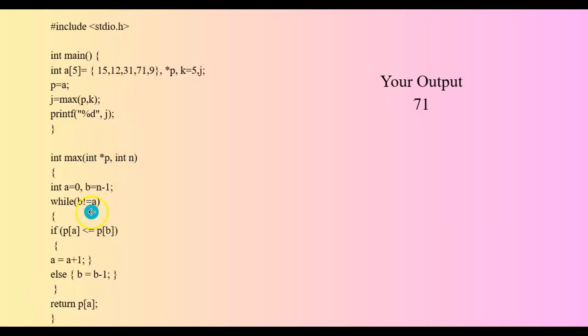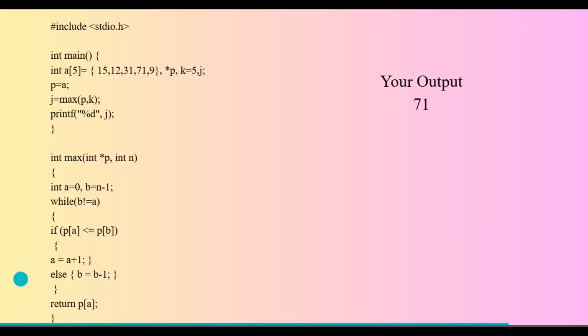When you get into the function, A is equal to 0 and B is equal to n minus 1. When you compare this condition, this is true. So you compare the values 15 and 9. 15 less than or equal to 9, the condition becomes false. So B is equal to B minus 1. That means you come to this value 71.